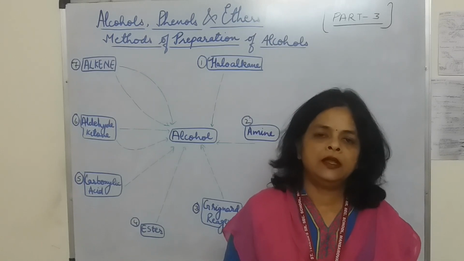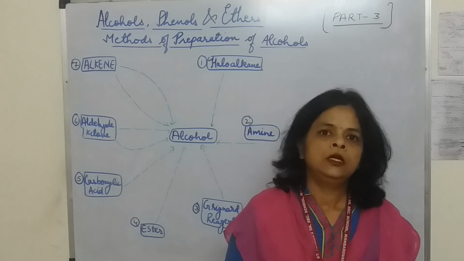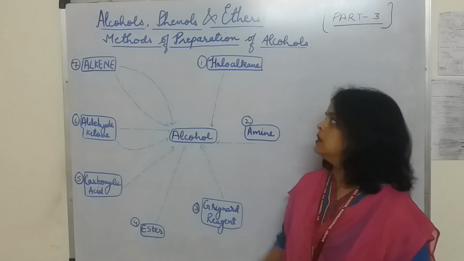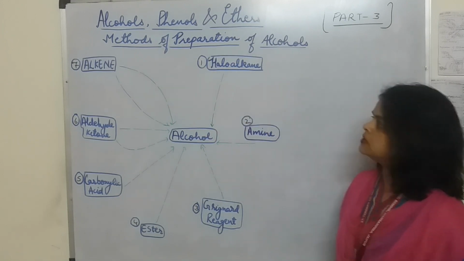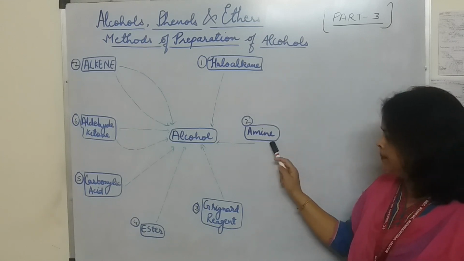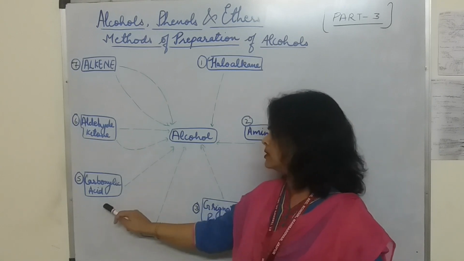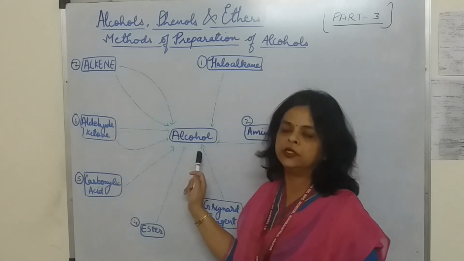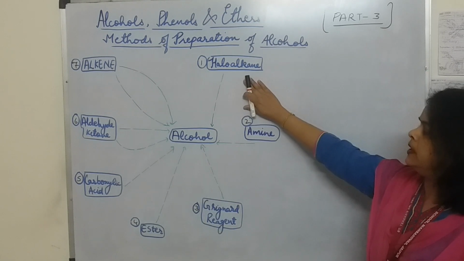Hello students, let's continue with the CBSE class 12 unit 11 alcohols, phenols and ethers. Today we are going to discuss the methods of preparation of alcohols. In this we are going to see 7 methods how haloalkanes, amines, Grignard reagents, esters, carboxylic acids, aldehydes, ketones and alkenes can be converted into alcohols. Let's begin our reaction with the haloalkanes.